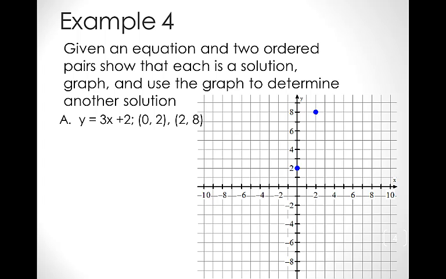Now let's plot these points and draw a line through it. And now let's see if we can use our line to determine a third point. Sure. So we have here 1, 5. It's another obvious point. You want to pick a point that crosses through a grid point.